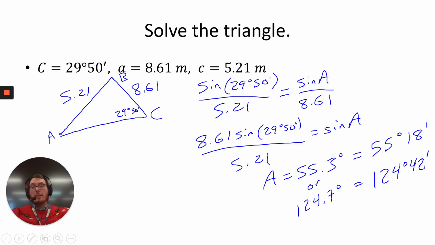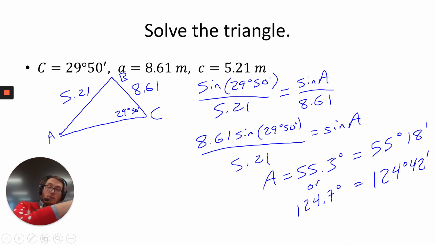This question gives you angle C and side length C, so that's my setup here on the left side, equals sine of angle A, which is unknown, divided by the 8.61. I do my cross multiplying. I get sine of A equals 8.16 times sine of 29 degrees 50 minutes, then divide by the 5.21. I do the inverse feature. I get 55.3. If I do 180 minus that, my secondary option will be 124.7.